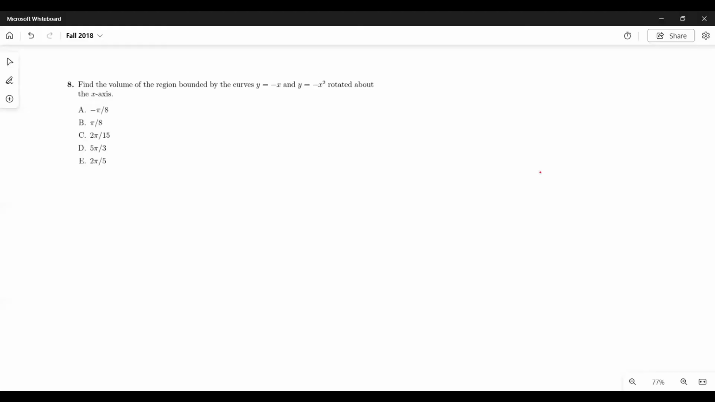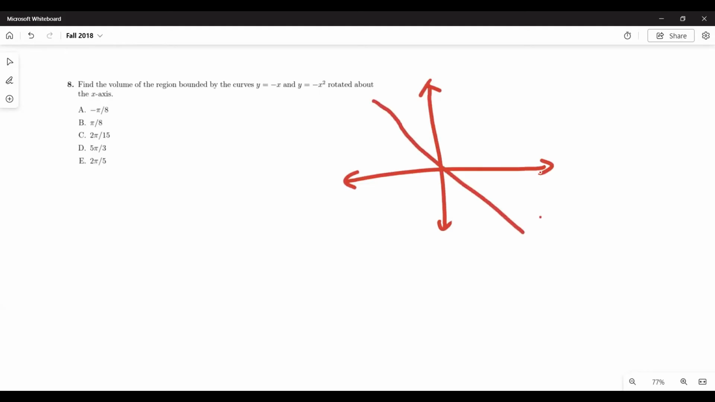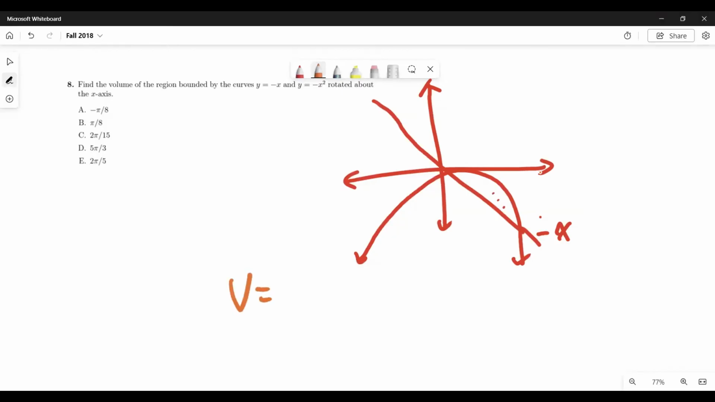So this question asks to find the volume of the region bounded by the curves. Let's draw the curves. So y equals negative x, like this, and then y equals negative x squared, like this. So the region is here. To find the volume of the region, for this question we can use the washer method, or disk method. Let's do that.